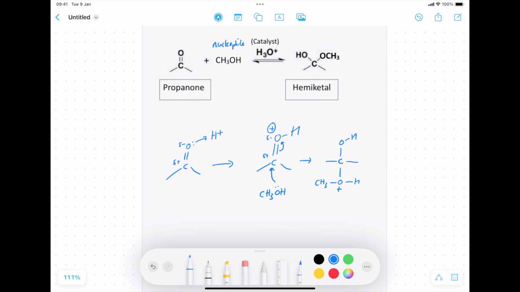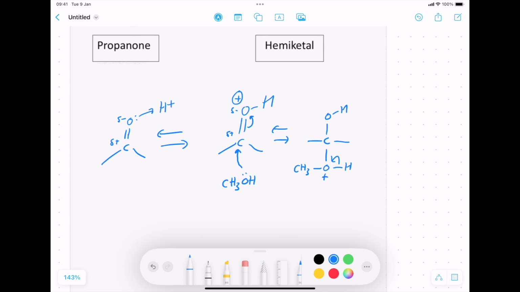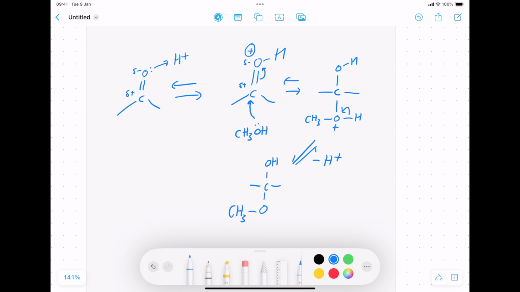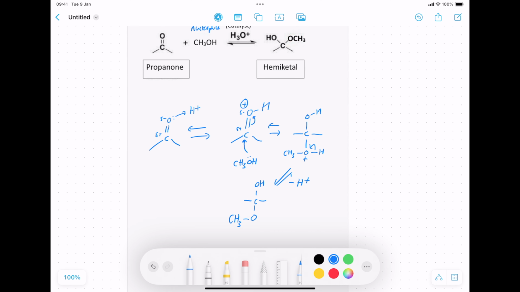By the way, all of these steps are reversible. And this H+ is formed by this OH bond breaking there, and the electrons going back on the oxygen. So if I just zoom in, so you can see that. And then this takes us through, so minus H+, to CH3O and then COH, which is the hemiketal that is shown there.